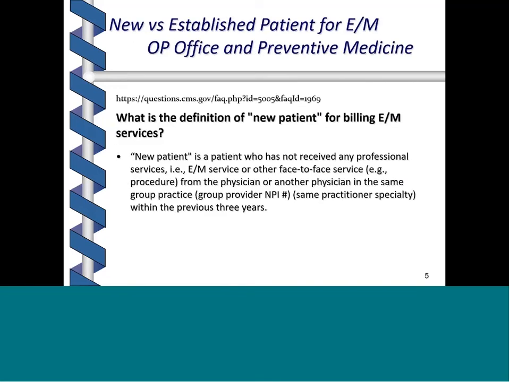So there's two types of visits that we have. We have your new visits and your established patient visits, and that's for our outpatient services. That would also be for any offices or our preventive services that we're providing. And just, the definition of a new patient for billing E&M services is a patient who has not received any professional services, a visit note, an E&M, or other face-to-face by anyone within your same group in the last 3 years.